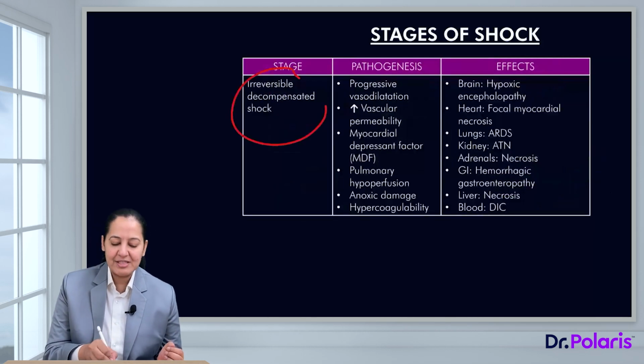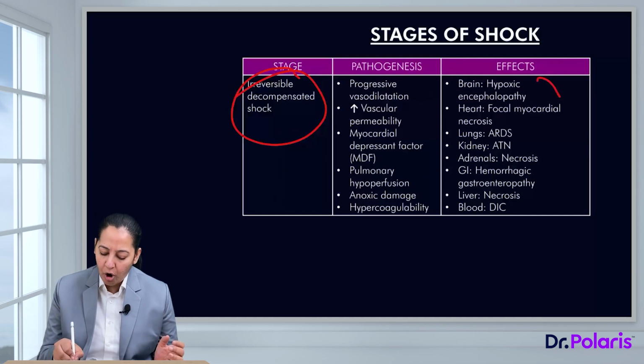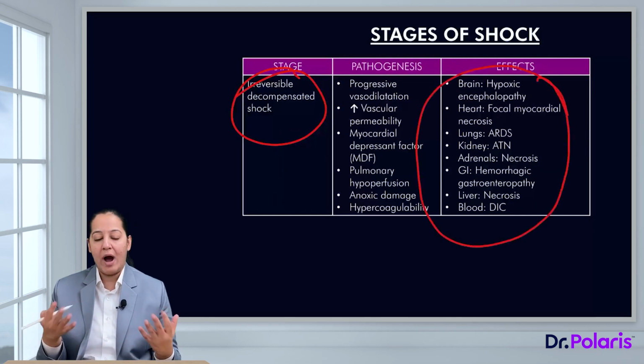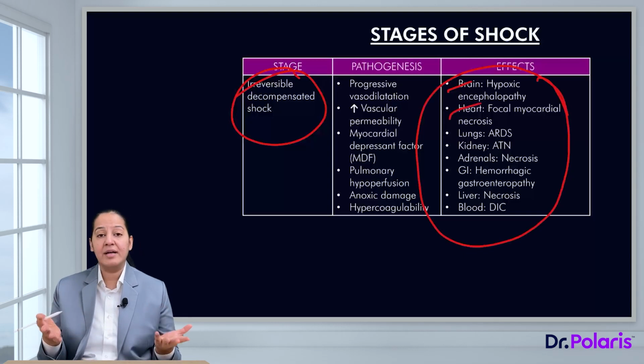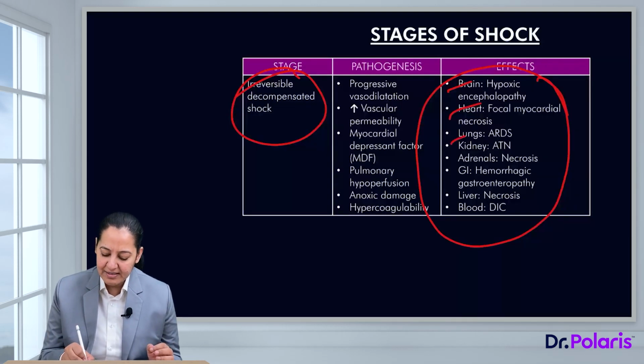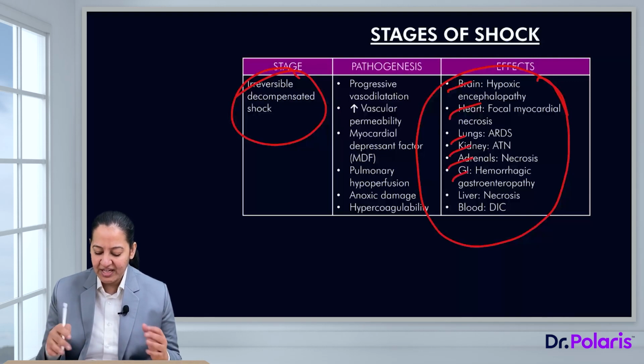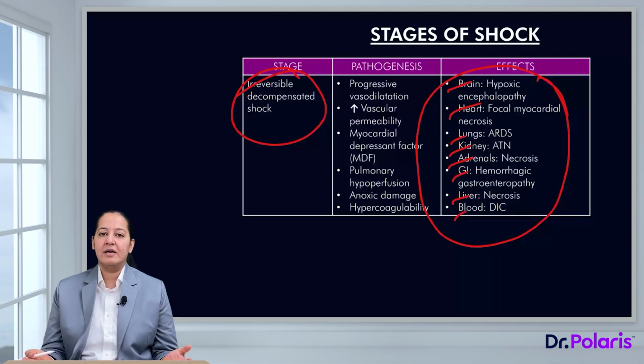And lastly, irreversible shock. In irreversible shock, all the organs of the human body undergo hypoxia. So in the brain, hypoxic encephalopathy; in the heart, myocardial necrosis; in the lungs, ARDS; in the kidney, acute tubular necrosis; in the adrenal, necrosis; in the GIT, gastroenteropathy; in the liver, necrosis; and in the blood, there is DIC. So that's all about shock.